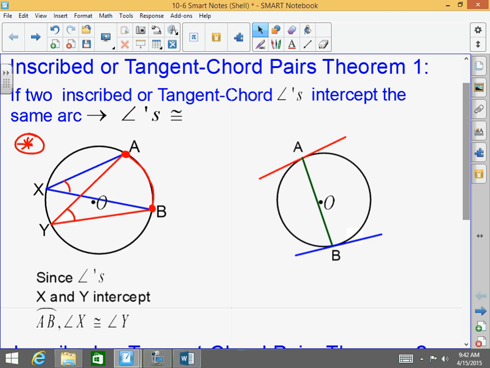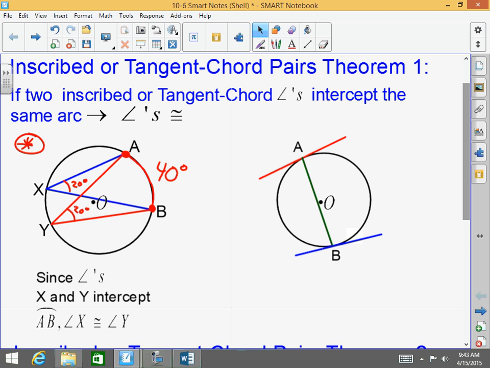Let's just go ahead and say that arc AB was 40, just for giggles. What would angle X be since it's an inscribed angle of that arc? 20. What would angle Y be since it's an inscribed angle of that arc? 20. That's why. So when two inscribed angles intercept the same arc, they are congruent.